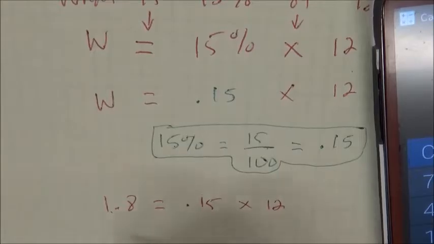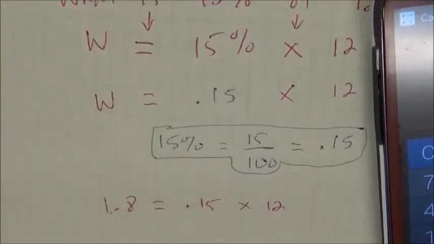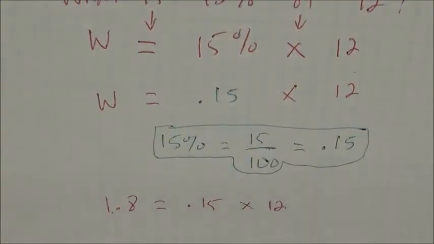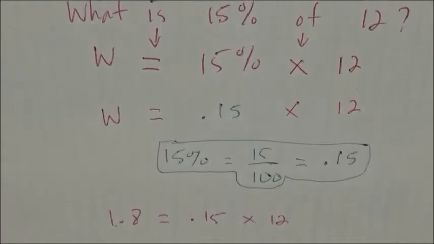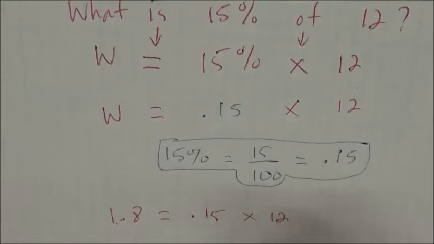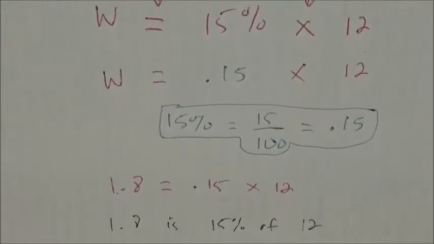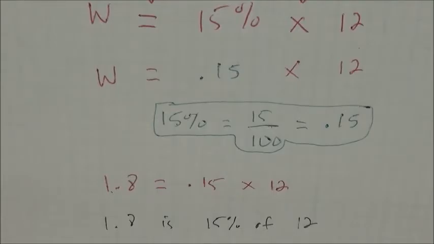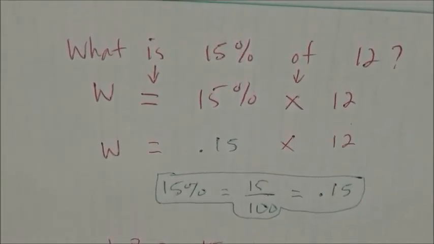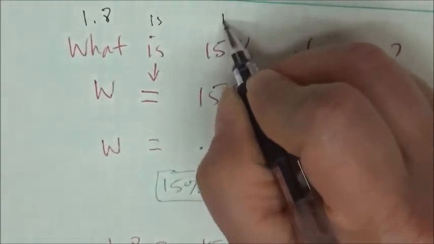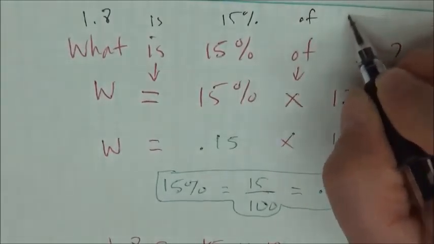So that tells me, well, if I want to write that sentence using English, let me pull it down a little bit, you can see it up there. So 1.8 is 15% of 12. Here it is. 1.8 is 15% of 12. Pull it down here again. I can fill it in at the top. 1.8 is 15% of 12.